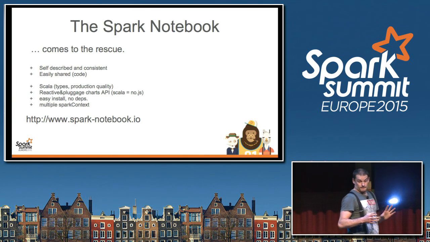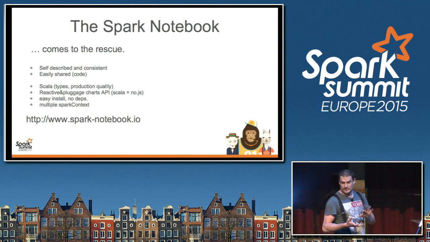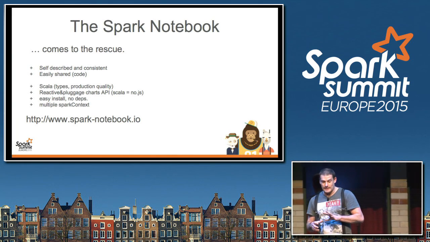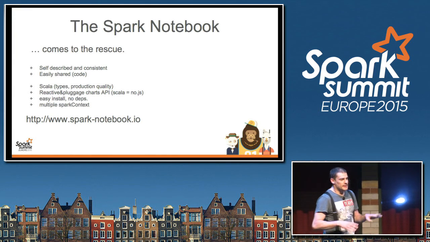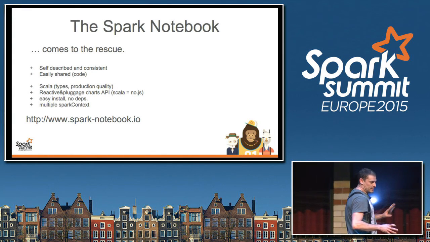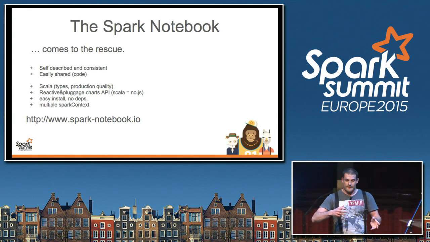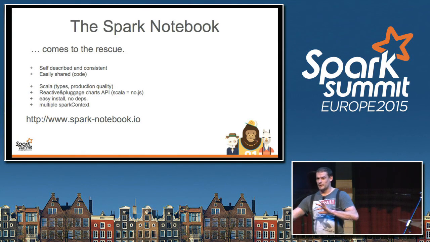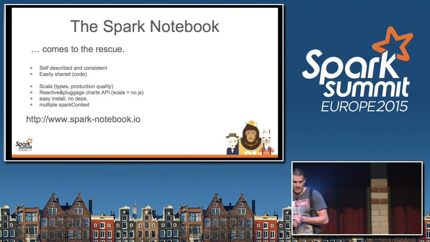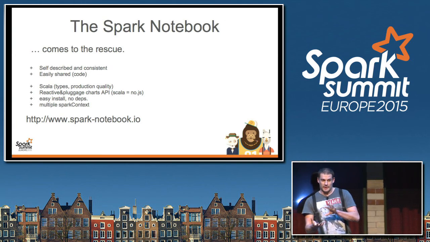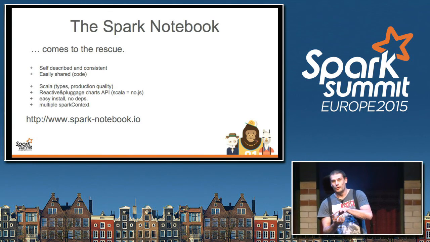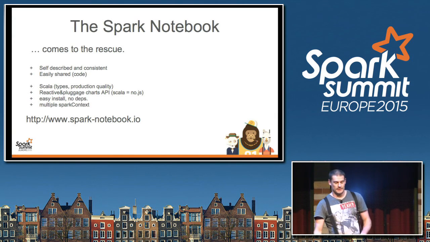Okay, then it's reactive in terms of charts. So you can have reactive charts with a Scala API, which is cool. It's easily installed, and so you get the package and you simply run it. So you don't need an installation of Spark. You can scale it down to your laptop in a very easy way. And it also manages multiple Spark contexts, which means that you can try something in local and then run another notebook on the cluster in parallel.